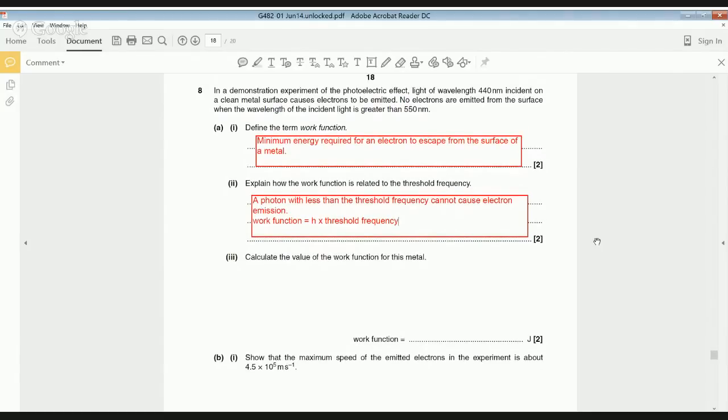Let's calculate the value for the work function here. Well, we know that we haven't been given the threshold frequency. We do, however, know the threshold wavelength, the maximum wavelength that will allow electrons to be emitted from the surface.